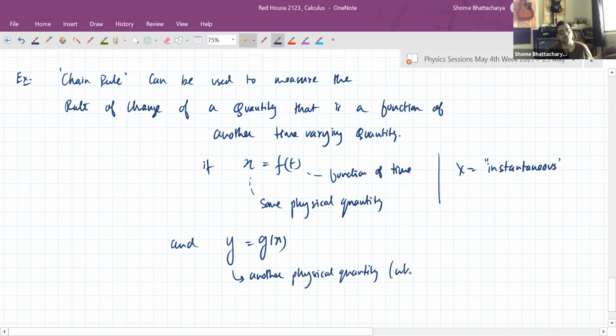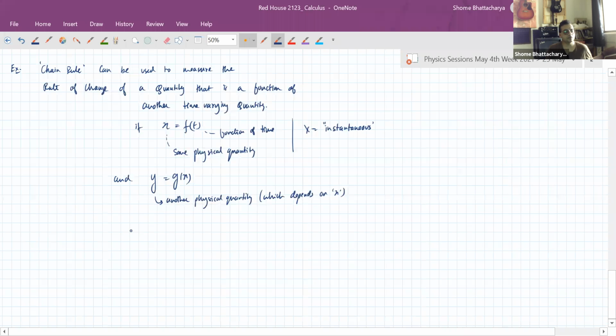Okay, which obviously depends on x. So we'll understand this with lots of examples. Now, for finding dy by dt, that is the instantaneous rate of change of y with respect to time, we use the chain rule.